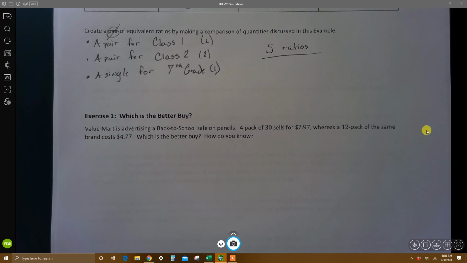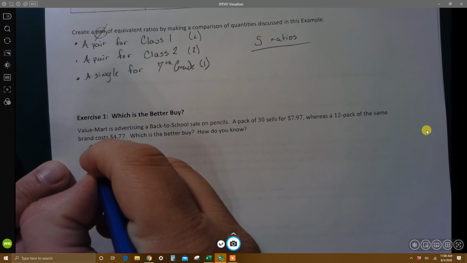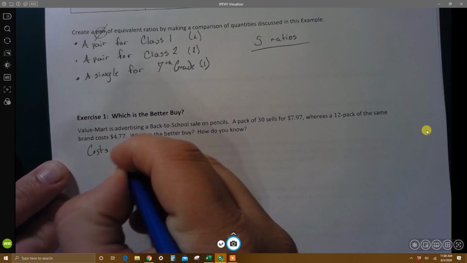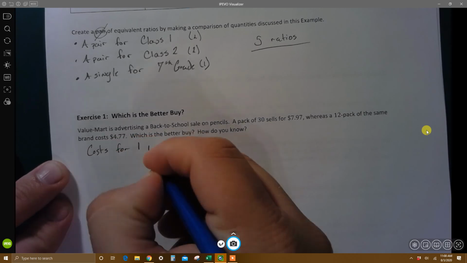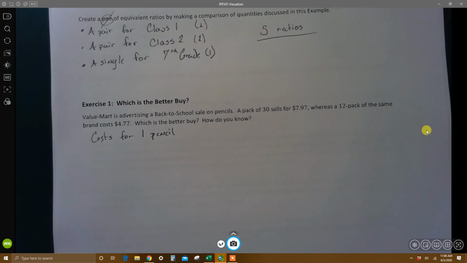This is where we want to know how much it costs for one pencil. We want to know which is the better cost. Does it cost 35 cents for one pencil at Value Mart, or does it cost 16 cents per pencil for the pack of 12? That's what we want to know. We want to know what package has the better bargain.